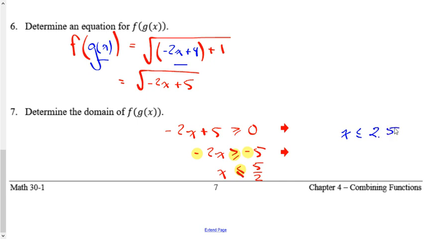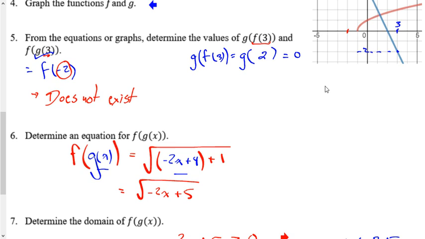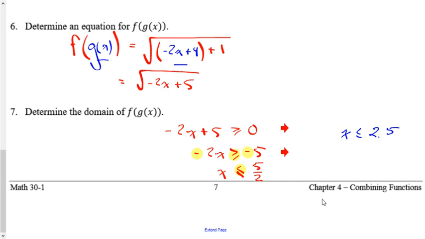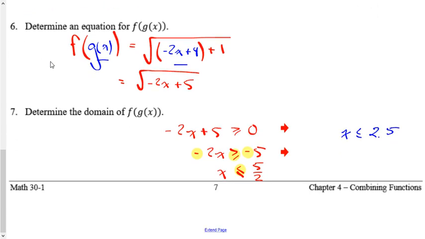Well, as we look back here at question number 5, what we were trying to do was plug a 3 into our composition of functions. Well, that's not less than or equal to 2.5. That doesn't fit in the domain. And so by looking at the equations, we were able to come up with a domain that gave us a restriction that would have told us f of g of 3 would be impossible. Let's look at the next page.